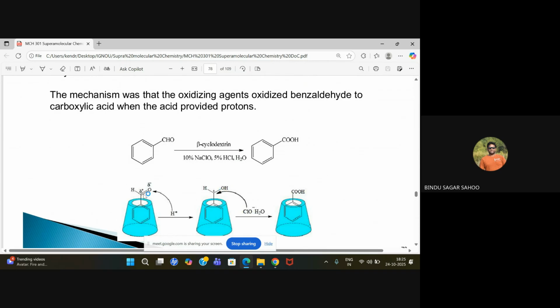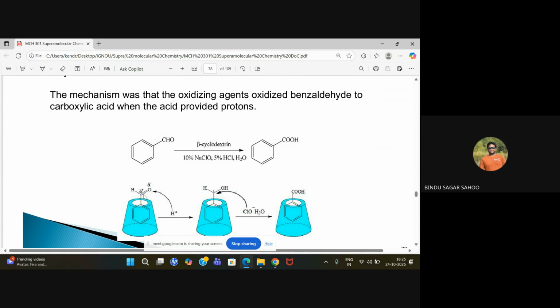That means here the pi electron density will be shifted towards the oxygen. The oxygen will be more electronegative, and this O minus will interact with the H plus and form an OH group. And here in the carbon center, just like in the previous case, the positive charge will be written on the carbon center.